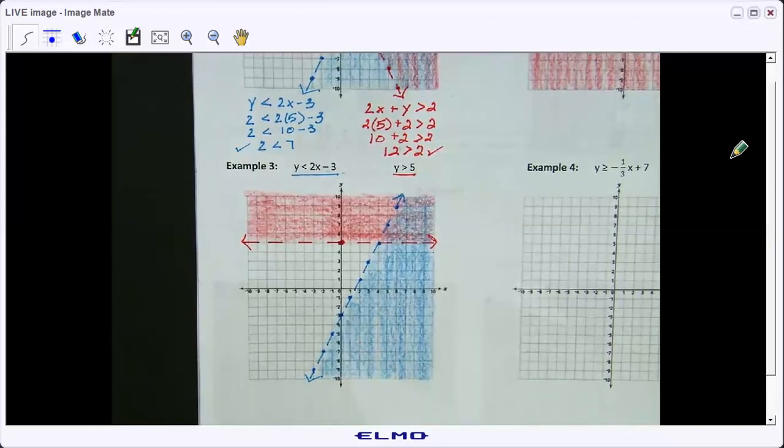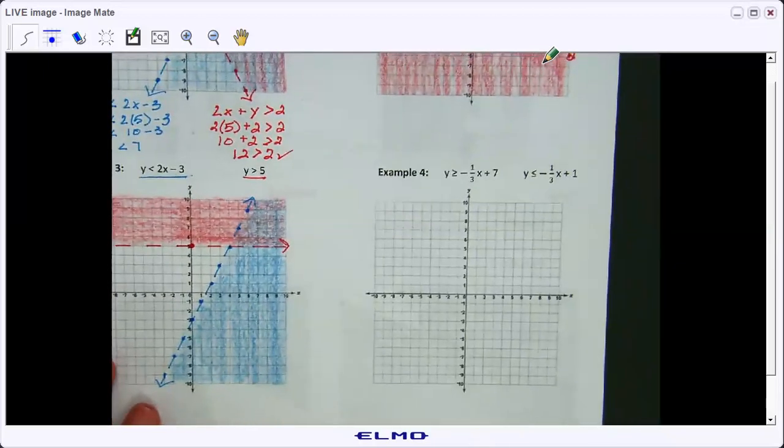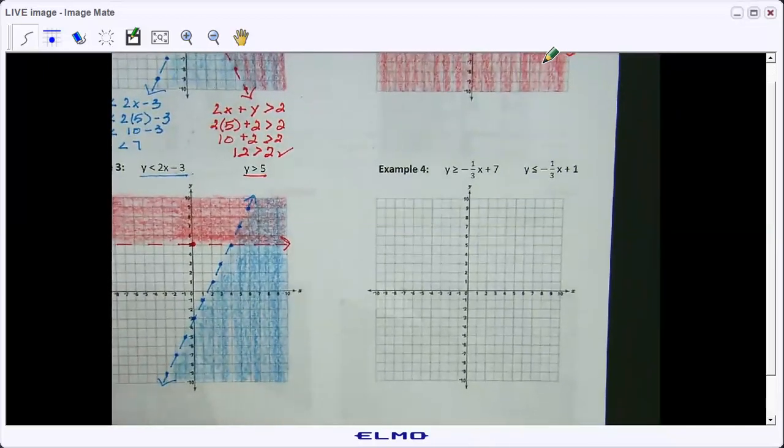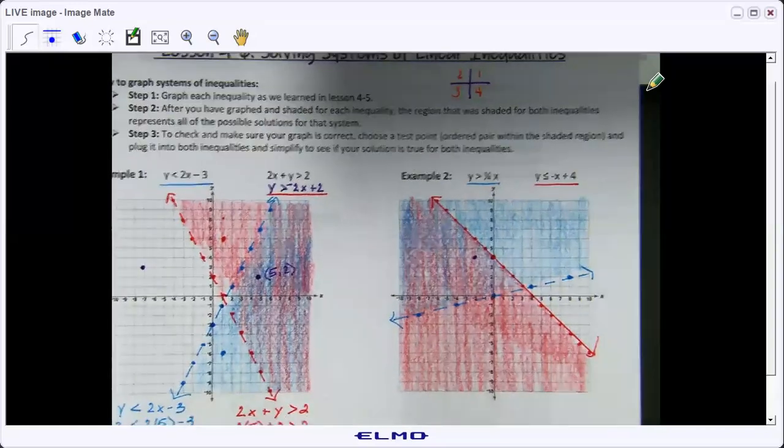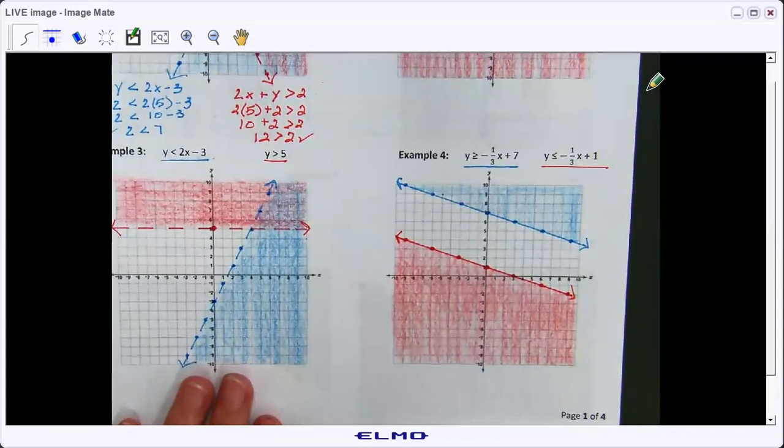Okay, I want you all to try example 4 by yourself. I will come around and check if you need help. So everybody work on example 4. Just rise 1, run 3 on both of them. Let's see if your inequality looks like mine.